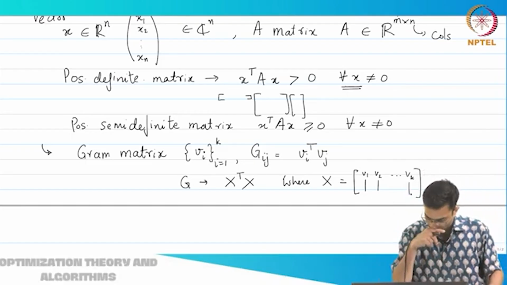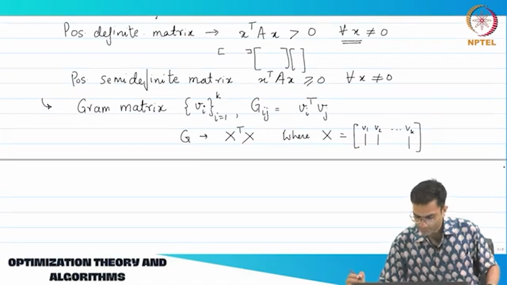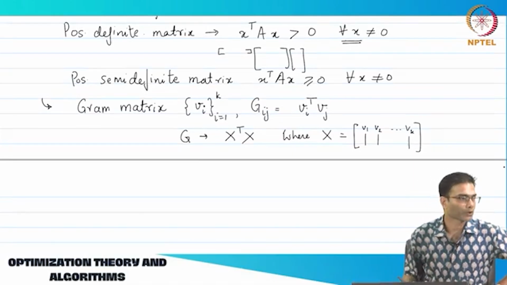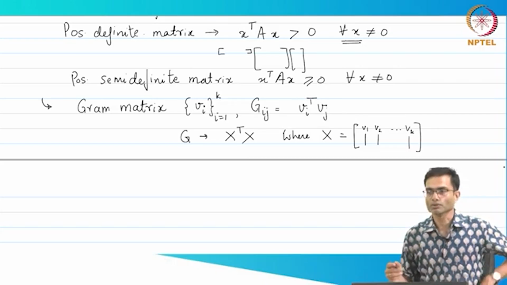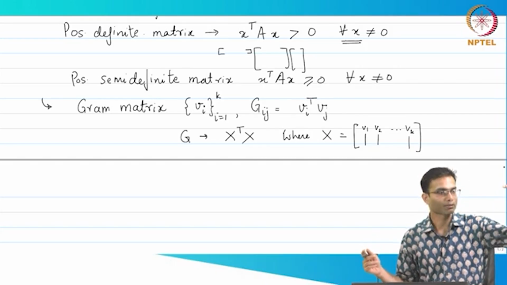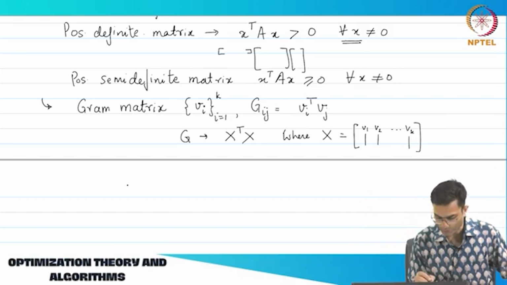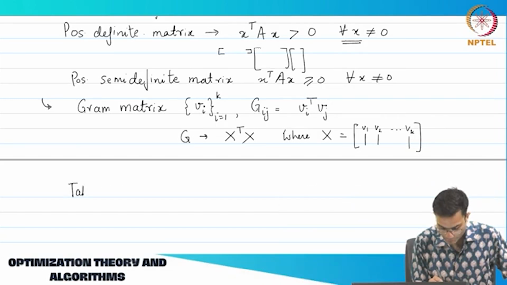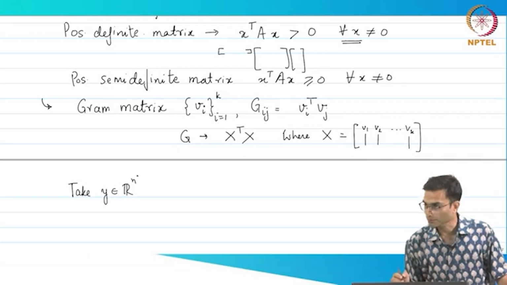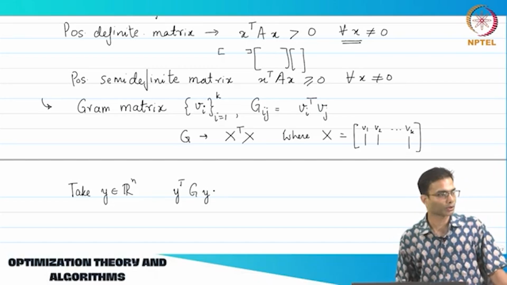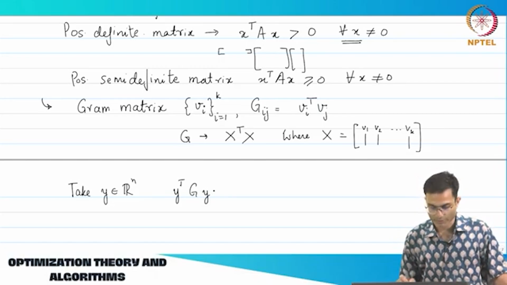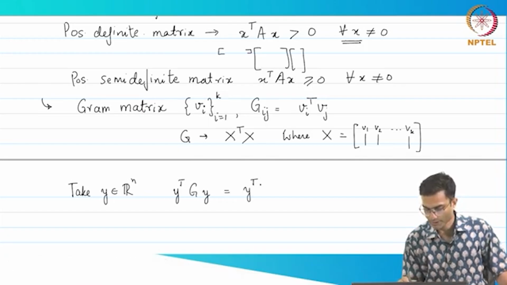Okay. Now let's tackle the question of whether it's positive definite or not. To see whether it's positive definite or not, what do I need to do? I need to stick one vector and another vector, the same vector, right? So supposing I take a vector, any vector which is non-zero, and I do y transpose G y. This is what I have to look at in order to conclude whether or not it is positive definite.